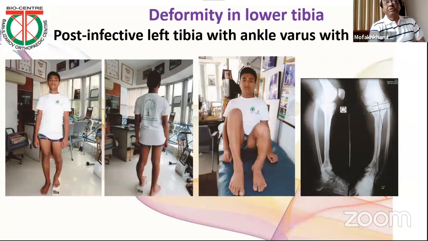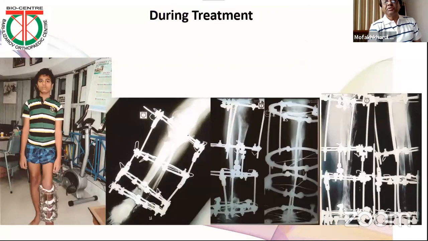See this one. Post-infective left tibia with ankle varus with shortening, young chap. Look at this. If you draw a line, lateral view and AP view axis, see, look at this placement of the hinge. Only the wires, biocompatible thin wires. I never use any kind of half pins in the tibia. This is the teaching from Kurgan. So with these biocompatible thin wires you can correct any kind of deformity in the tibia.